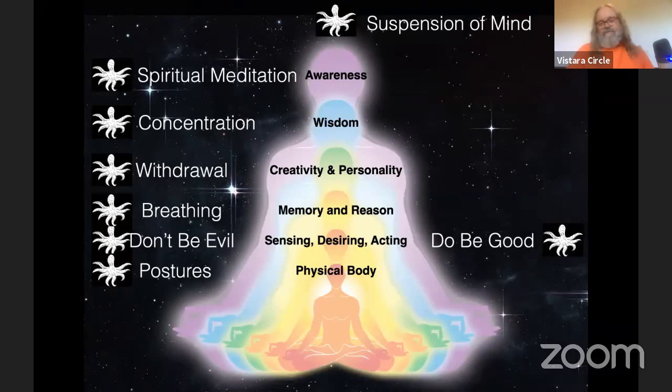The next two limbs, if you like, are Yama and Niyama. I've translated them as don't be evil and do be good. It's a little trite almost, but there are ten of these and it's complicated.